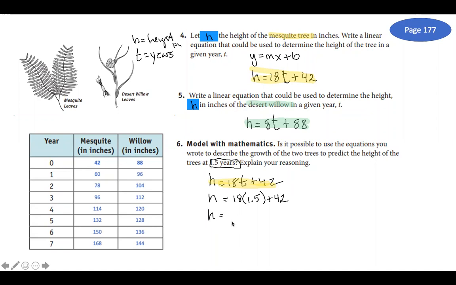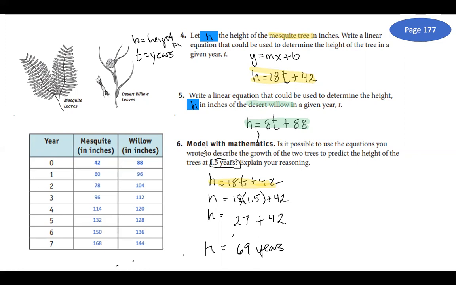So 18 times 1.5 is 27. There it is. So 27 plus 42 equals 69. So h is equal to 69 years.